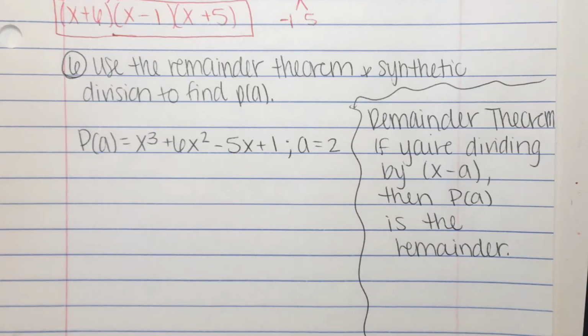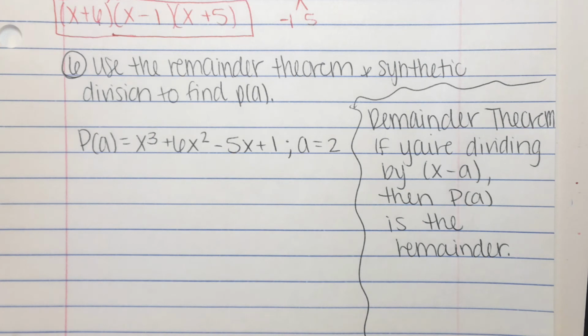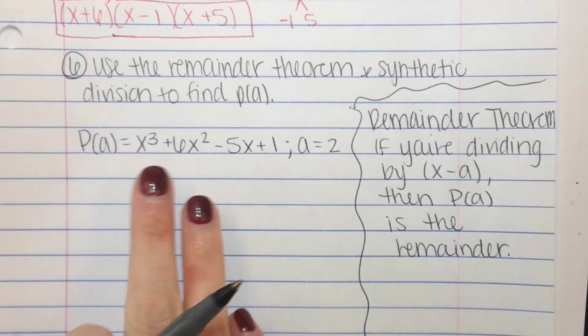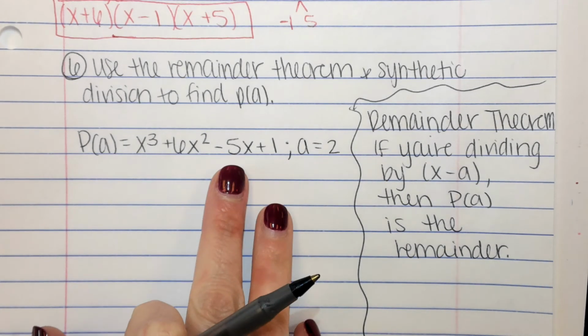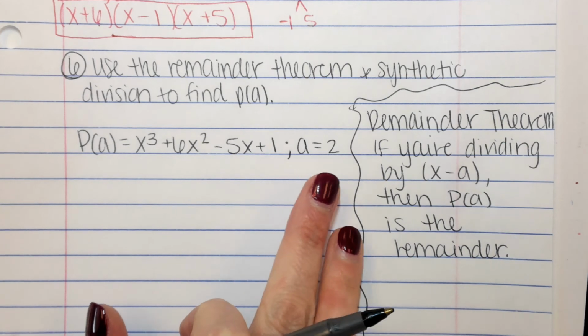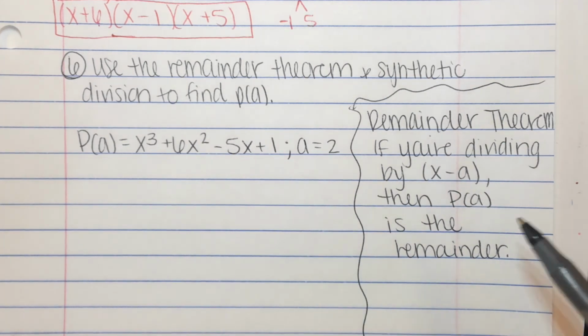Okay, our last example is example number 6, and our instructions are a little bit different. It says use the remainder theorem and synthetic division to find P of A. And then you're given P of A is x cubed plus 6x squared minus 5x plus 1, and A equals 2. So the remainder theorem, I wrote it over here to the side.